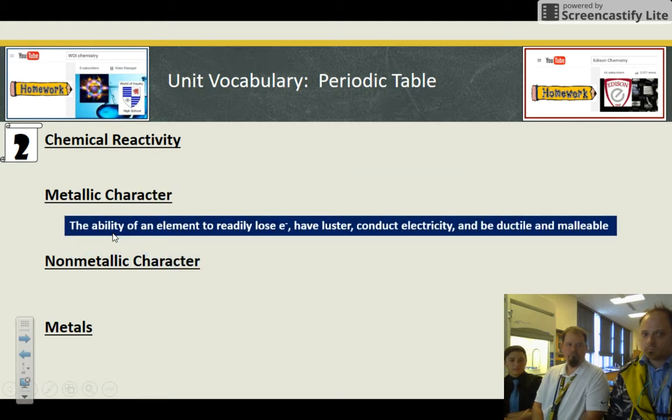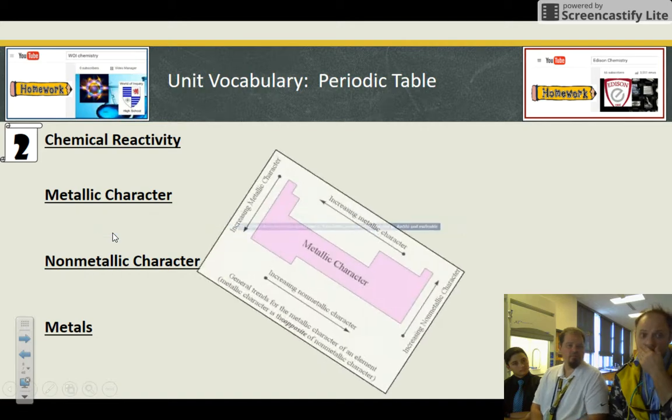Metallic character. How much like a metal is that element? You'll know if it's a metal if it wants to lose its electrons. It has luster, conducts electricity, and is also ductile and malleable. Those are great words, four of the major testable words. Characteristics of metals, for sure.